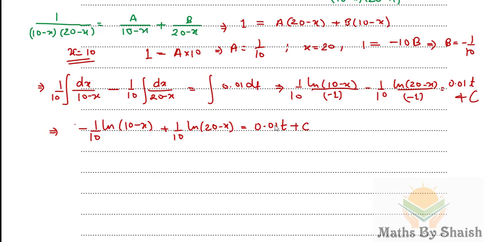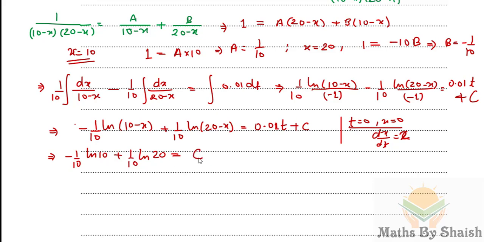Now we need to get the value of c, and we know that when t equals 0, x equals 0, and dx over dt is c. So in these three we can use dx over dt was 2, but we need to use t = 0, x = 0. So from here we will get minus 1 over 10 ln 10, because x is 0, plus 1 over 10 ln 20 equals, t is 0, so it is gone, so c becomes this.